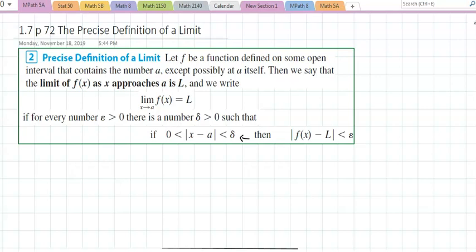Alright, section 1.7 talks about the precise definition of a limit. Here's the definition. I'm going to give you an example to go with that so that we kind of grasp what they're talking about. From a theoretical point of view, this makes total sense. Since you're not very comfortable with that, it's going to be a bit hard to grasp. So let's go over that.